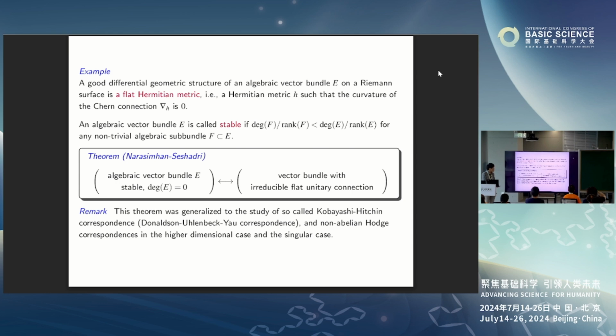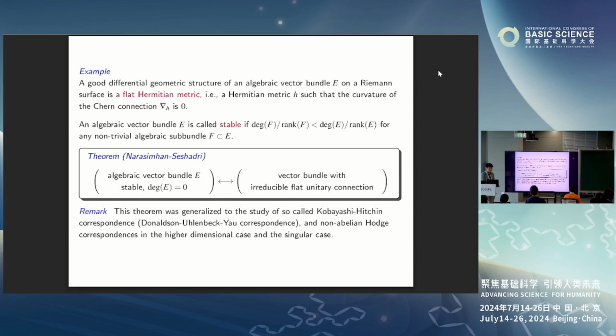On the side of algebraic geometry, there is the stability condition. An algebraic vector bundle on a compact Riemann surface is called stable if the slope of any non-trivial algebraic subbundle is strictly smaller than the slope of the bundle. The slope means the ratio of the degree and the rank. Then, according to the famous theorem of Narasimhan and Seshadri, an algebraic vector bundle on a compact Riemann surface is stable of degree 0 if and only if it has a flat metric such that the induced monodromy representation is irreducible.